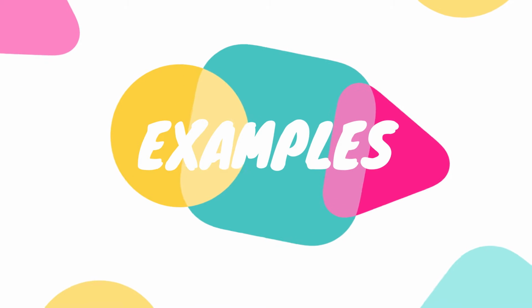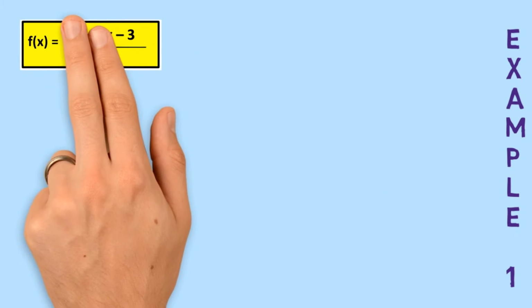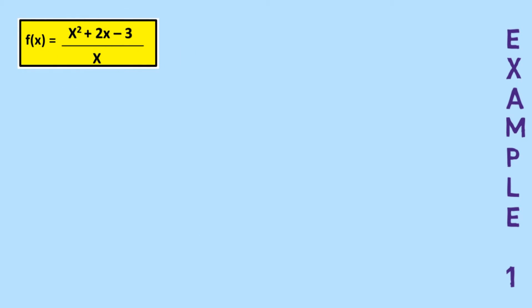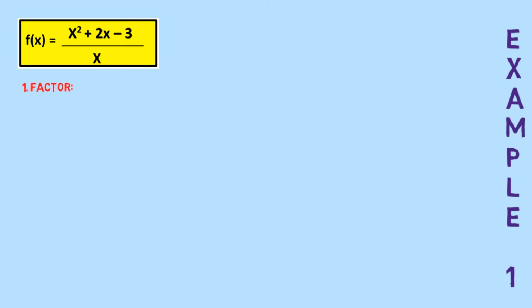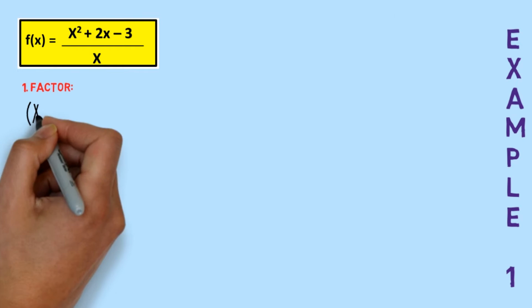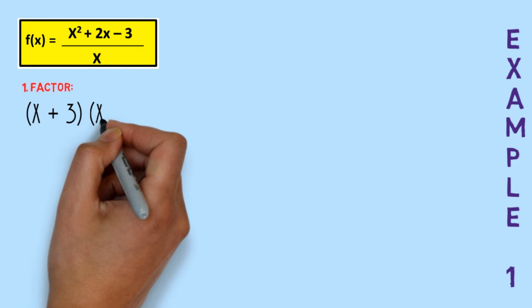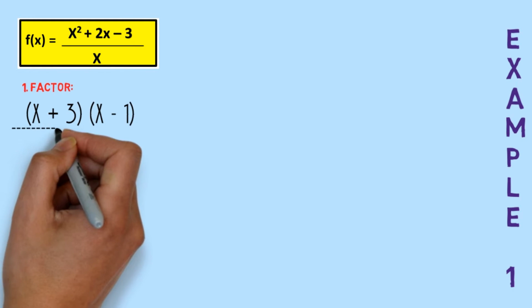Let's have some examples. So here's the first example of graphing rational functions with vertical and horizontal asymptotes. With the given rational function, f of x is equal to x squared plus 2x minus 3 over x. The first thing that you should do is to factor it out if it is factorable. So from x squared plus 2x minus 3 over x, it will be quantity x plus 3, quantity x minus 1 over x.